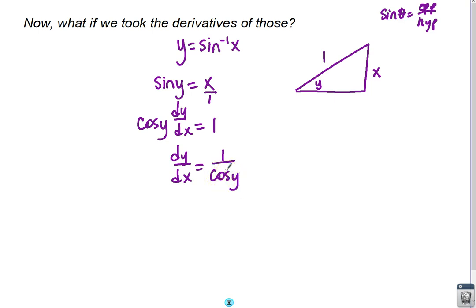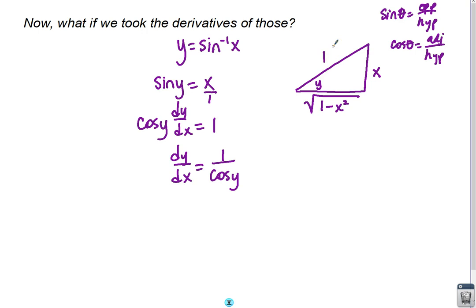Well, cosine, remember, cosine of any angle is adjacent over hypotenuse. In this relationship here, if I already know my opposite side and I know my hypotenuse, then I can use the Pythagorean theorem to find at least an expression for my adjacent side in terms of x. So using the Pythagorean theorem, I'm going to have 1 squared minus x squared. It's going to be my adjacent side. Remember, a squared plus b squared equals c squared. So if you have c squared, you've got to work backwards.